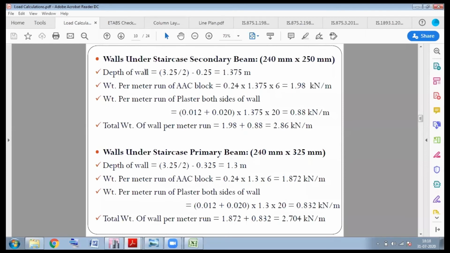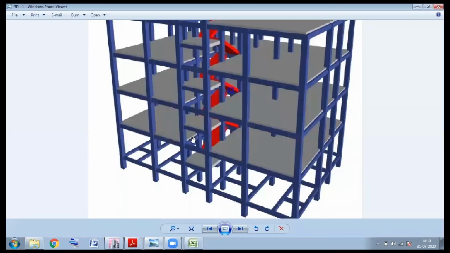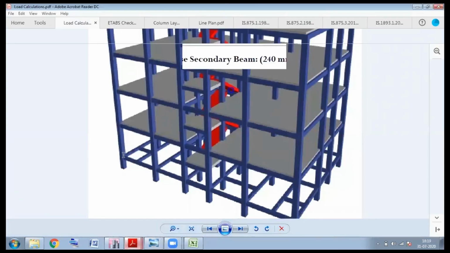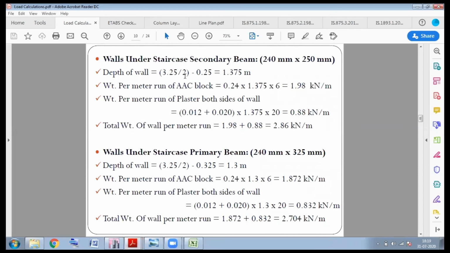So for the wall under the staircase secondary beam, the depth of the wall is 3.25 meter divided by 2. Divided by 2 is the center portion. We are calculating for the mid portion, the mid beam. The mid beam is the center portion of the floor. So 3.25 divided by 2, and also minus the secondary beam depth, that is 250 mm. So we have the height of 1.375 meter. Weight per meter run of AAC block is equal to 240 into height into unit weight, that is equal to 1.98 kilonewton per meter.